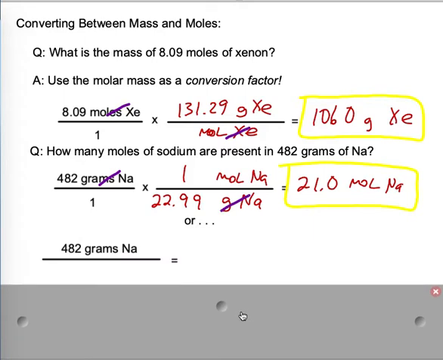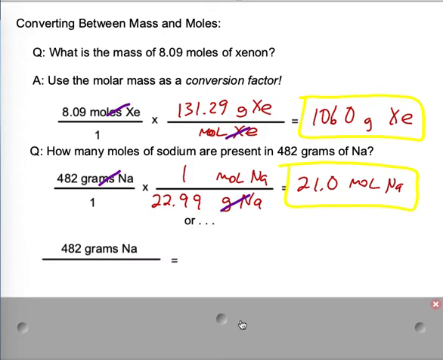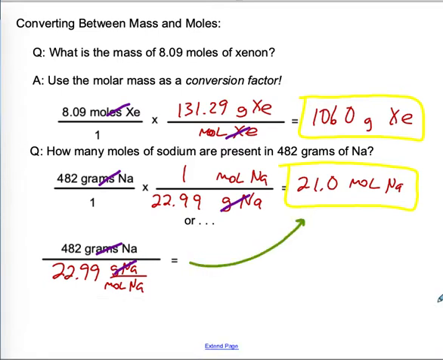Again, rather than multiplying by the reciprocal of the molar mass of sodium, I could simply divide that by 22.99 grams of sodium per mole of sodium. Same thing, grams cancel grams, and I get the exact same result. So once again, do it whichever way makes more sense to you.